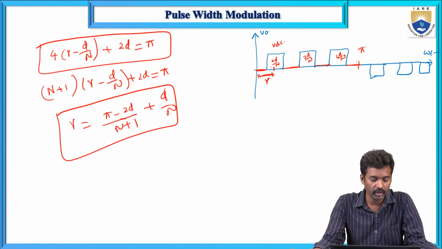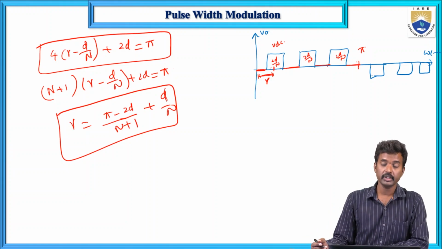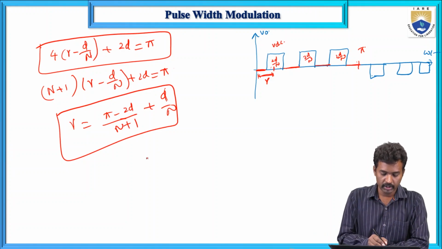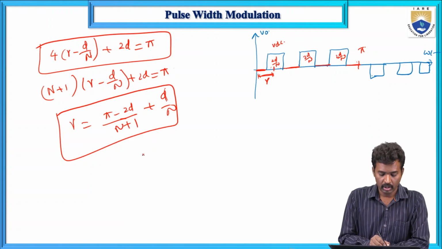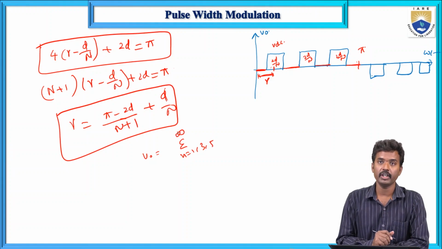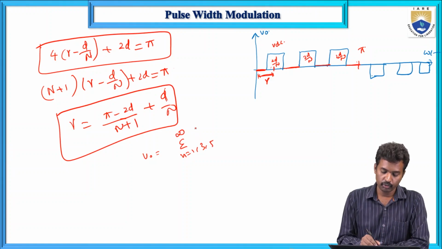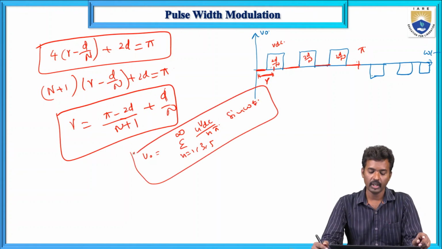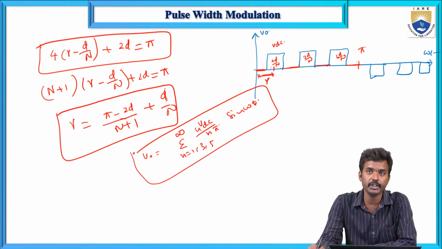And one more thing: what is the expression for output voltage? Output voltage V naught equals the sum over n equals 1, 3, 5 to infinity of 4 VDC by n pi sin n omega t. This is our actual expression in the full bridge inverter.